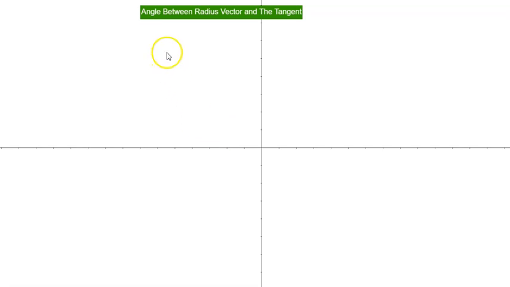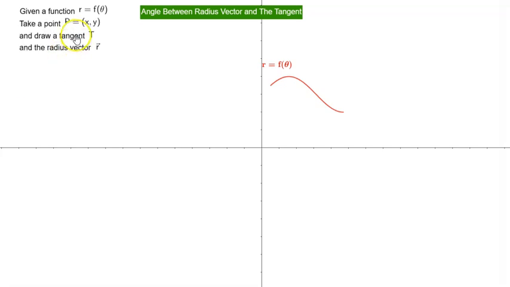Let us look at the angle between the radius vector and the tangent. So let's take a function r is equal to f of theta. This is basically in the polar form. Given a function r is equal to f theta, take a point P and the coordinates are given in Cartesian form, x comma y. This is an arbitrary point, so we can take it anywhere.